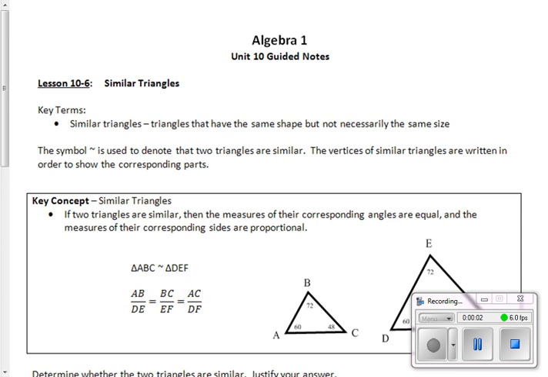Lesson 64 covers similar triangles. Similar triangles are triangles that have the same shape, but they don't necessarily have the same size.